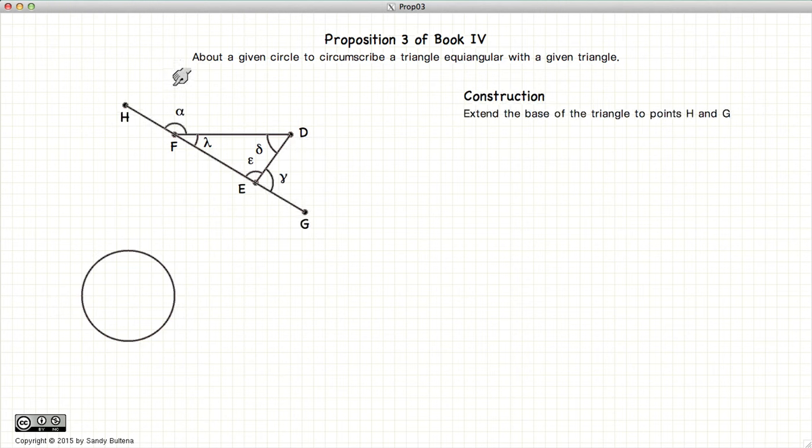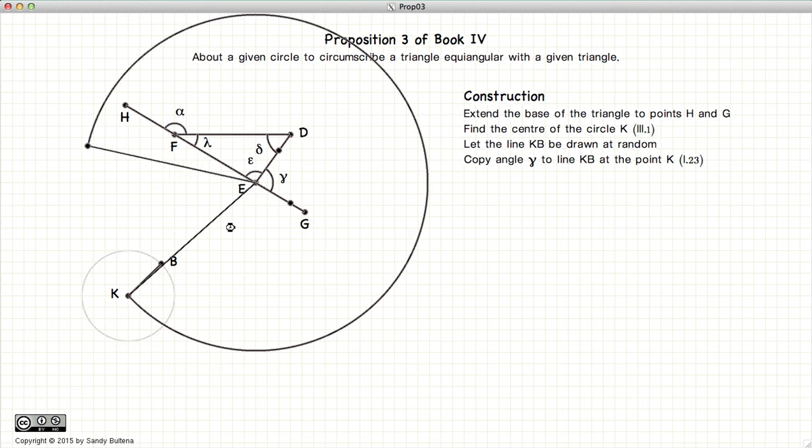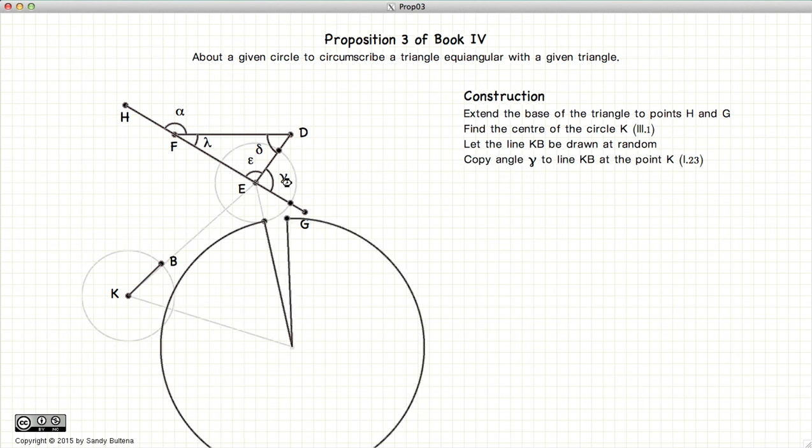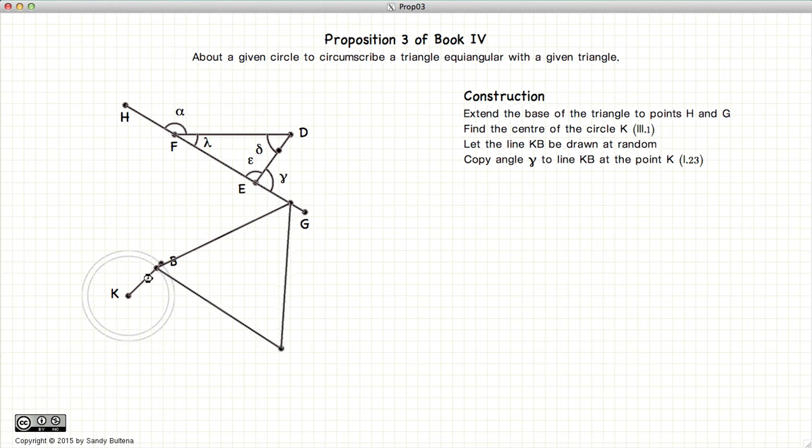Well, the first thing we're going to do is extend the base to HG. Now we're going to find the center of our circle and label it K. We're going to draw any line KB, doesn't matter where it's drawn. And now we're going to copy the angle alpha to the point K. So this angle here is alpha, which is equal to this angle here.